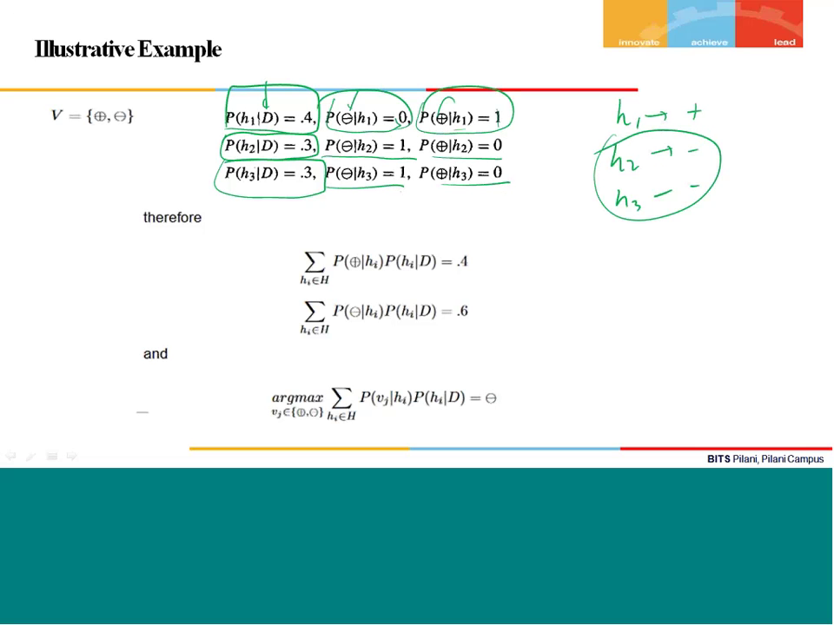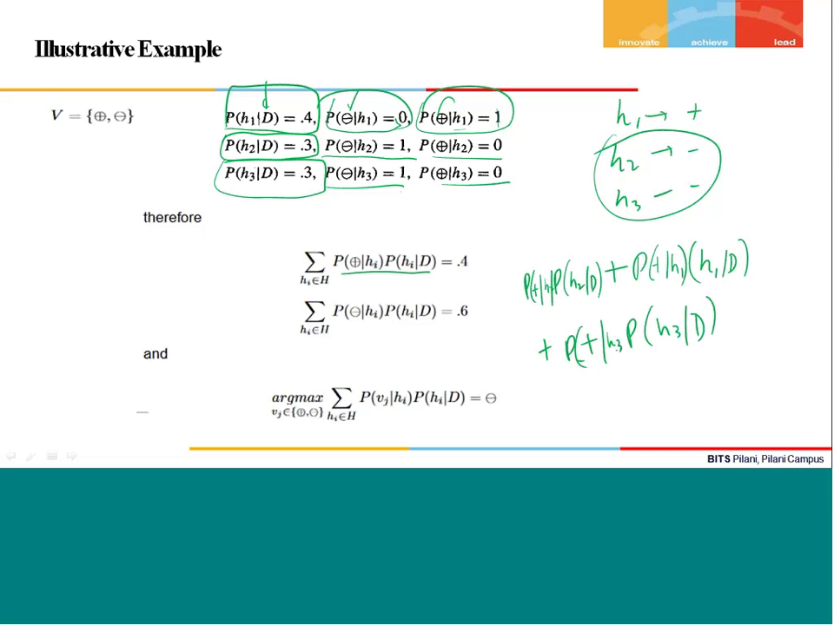So how do I do that? To find out the probability of positiveness, I take the probability of H1 given data multiplied by the probability of plus given H1, plus the probability of H2 given data multiplied by the probability of plus given H2, plus the probability of H3 given data multiplied by the probability of plus given H3. These are the three terms when you expand this expression.